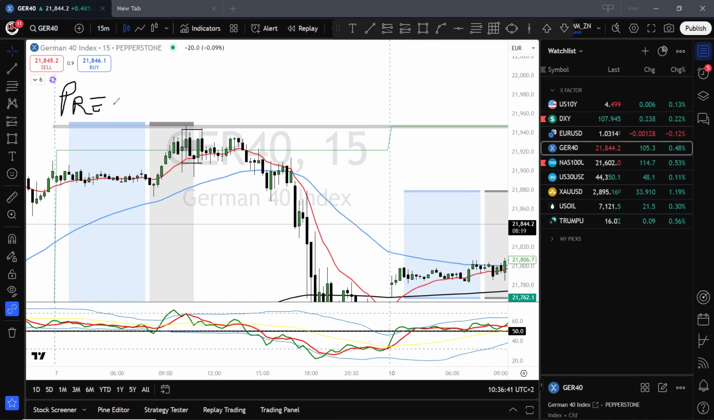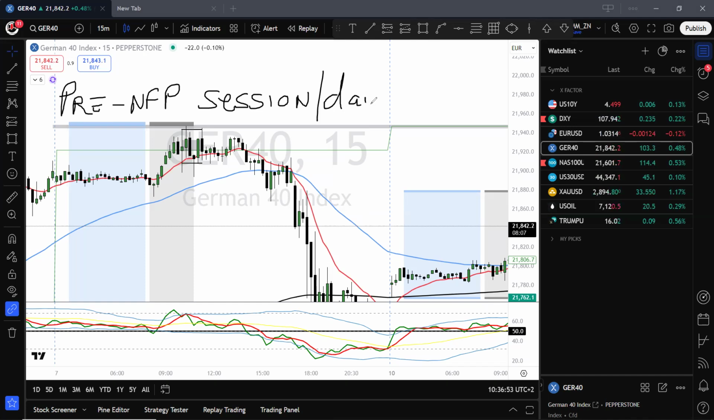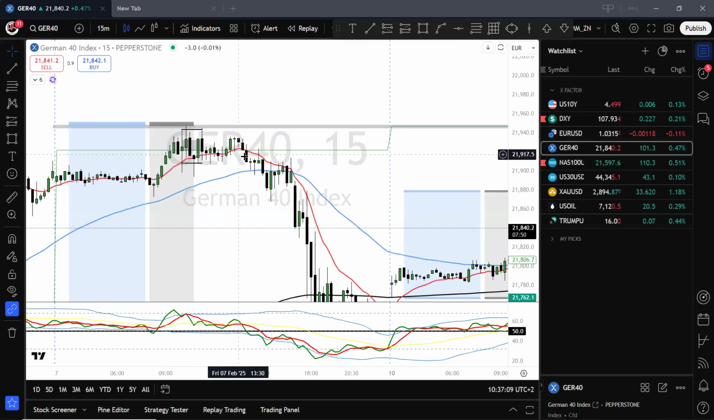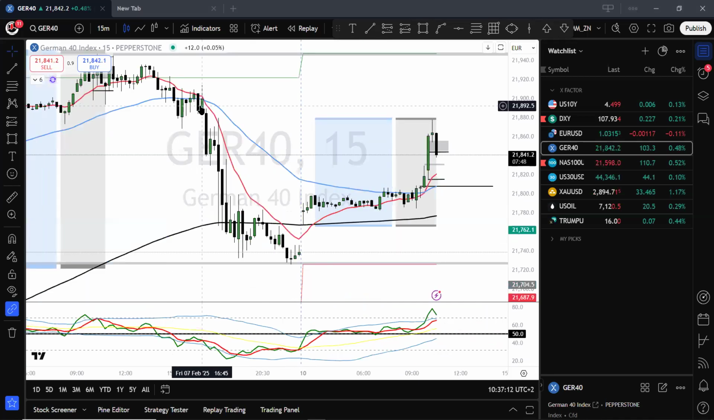It can be the pre-NFP session all day. So sometimes on Thursdays there is no trade. So on a pre-NFP session or pre-NFP day, there are no trades. This was just one of those examples, and this is one of our rules now: pre-NFP or day, no trades. Because price will just chop, chop, chop, chop. Then this actually started expanding after NFP.